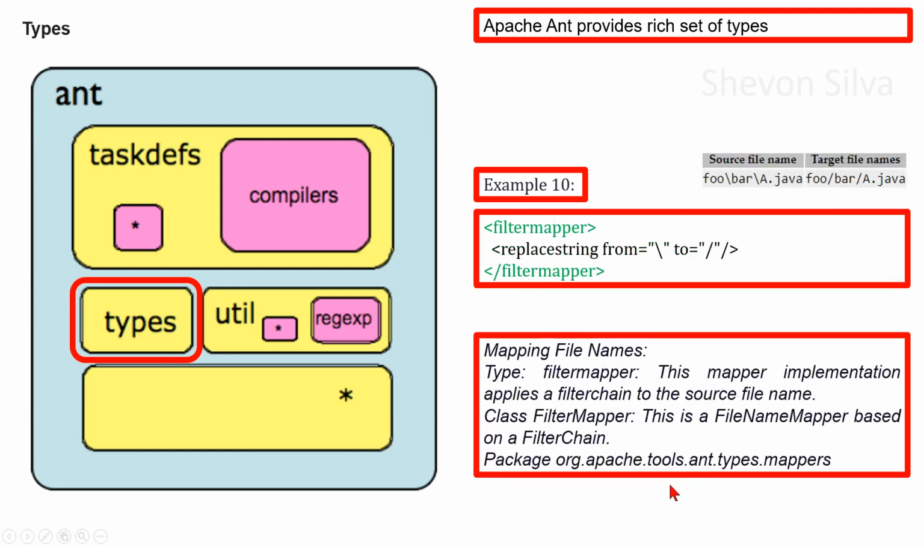Now we are considering mapping file names. The type filter mapper. This mapper implementation applies a filter chain to the source file name. With regarding API, we can consider class filter mapper. This is a file name mapper based on a filter chain. This is in the package org.apache.tools.ant.types.mappers. Here you can see the chain.